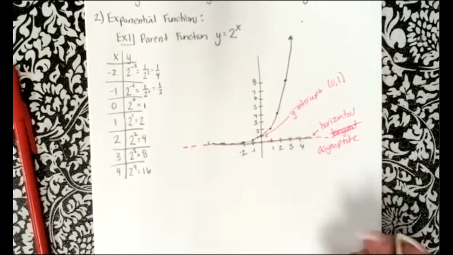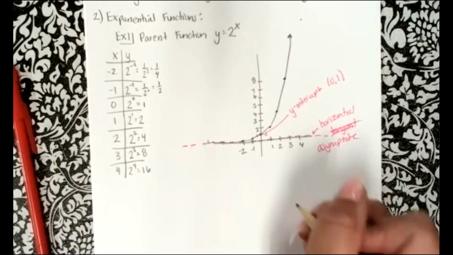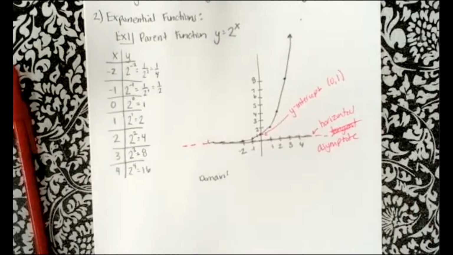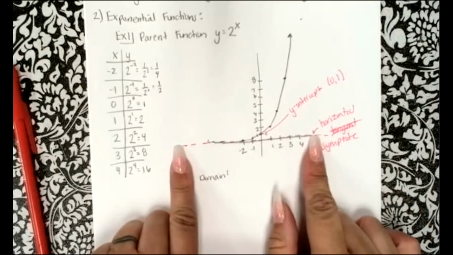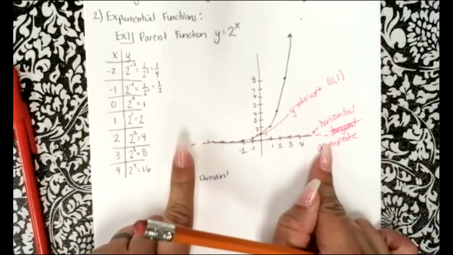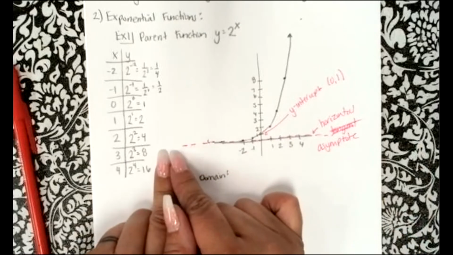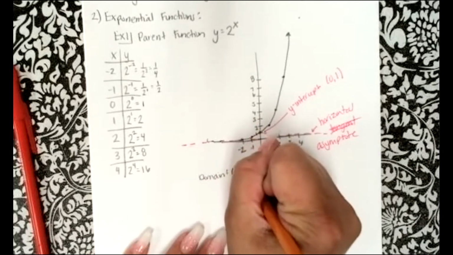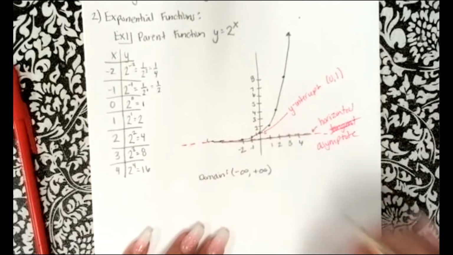Now, let's see some key features on this. So our domain here is going to be from -infinity to +infinity. You could type in any x value and you will get a solution. Now, the closer you get to the left, it's going to be 0.000001. So the domain here is going to be from -infinity to +infinity.